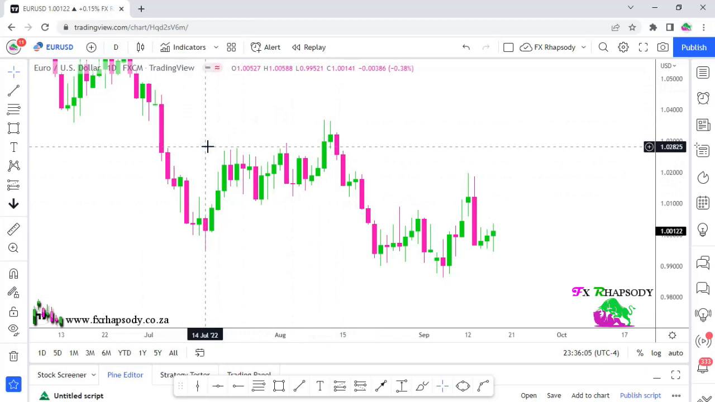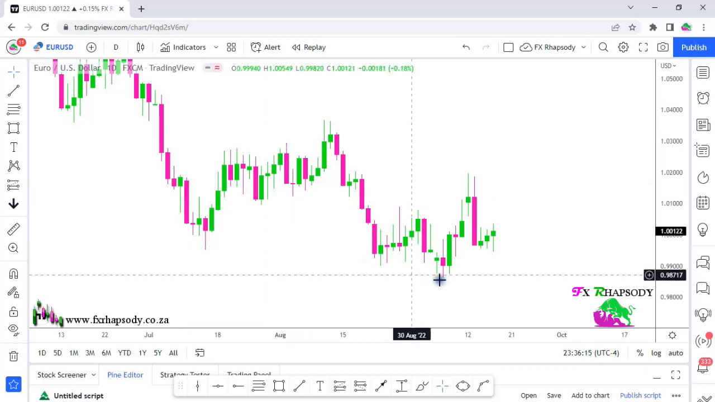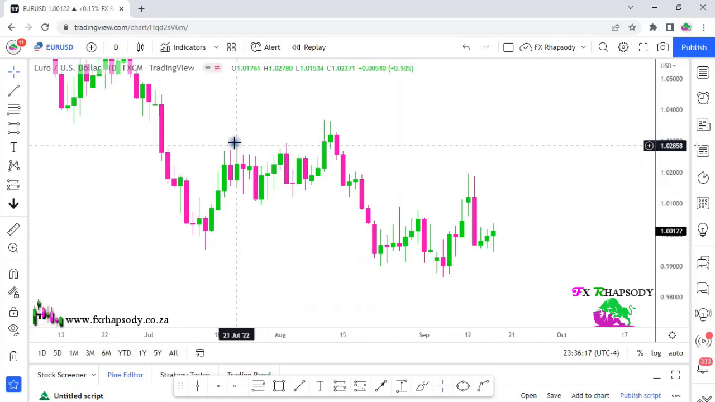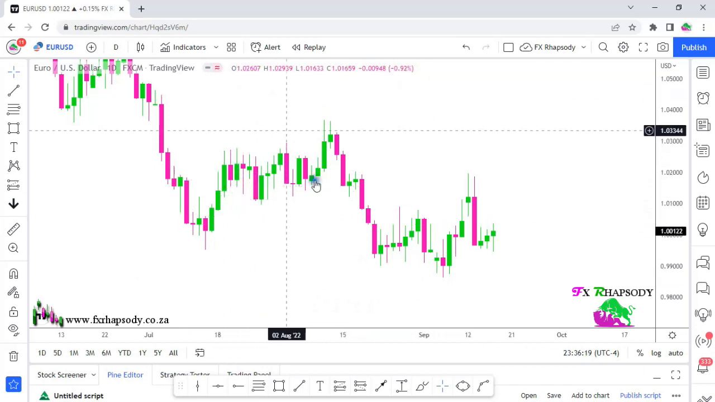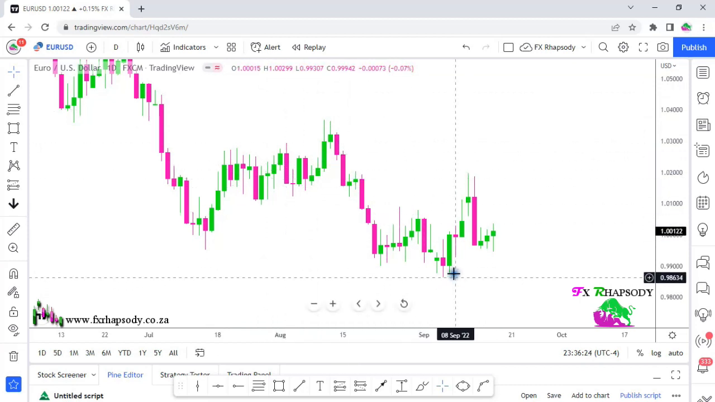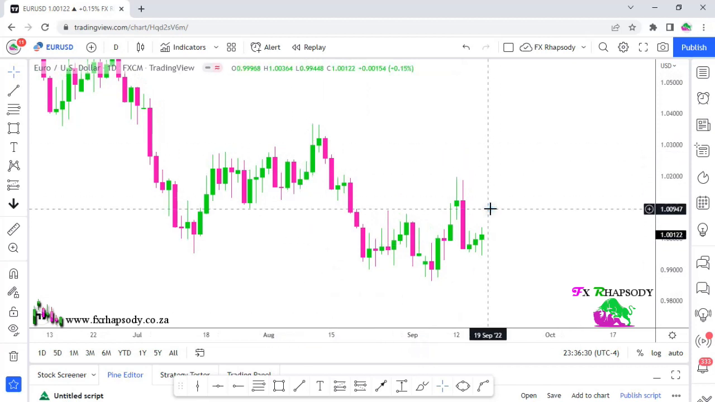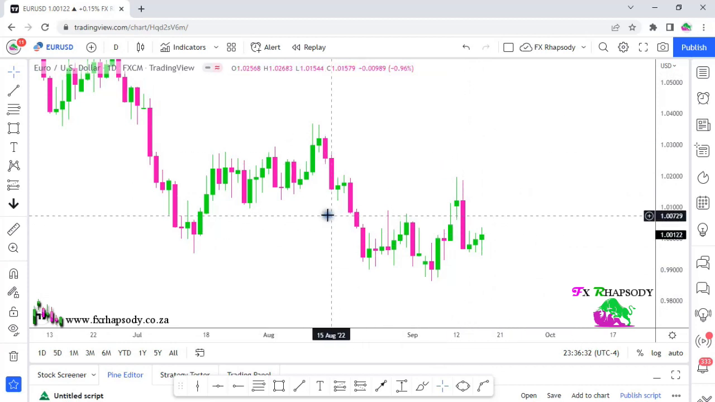So we're starting off on the Euro dollar, and we're doing top down analysis, meaning we're starting off from the daily time frame and then moving down to the hour. On the daily time frame, what we can see is obviously the euro is still at an all-time low. Price is very low at the moment, and we're expecting prices to start turning and then moving to the upside. But when that will happen, time will tell.